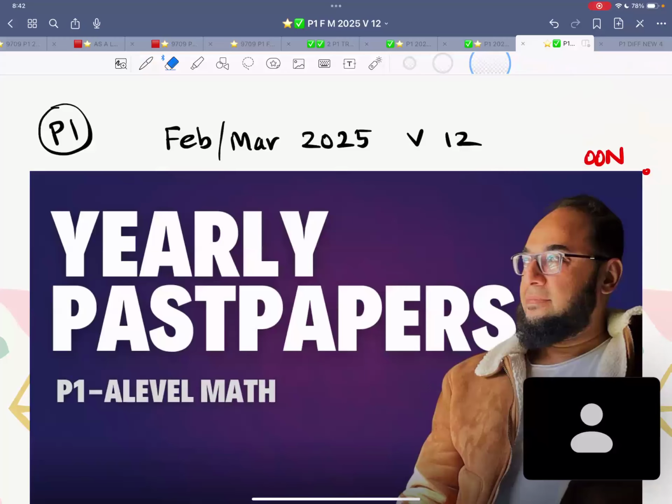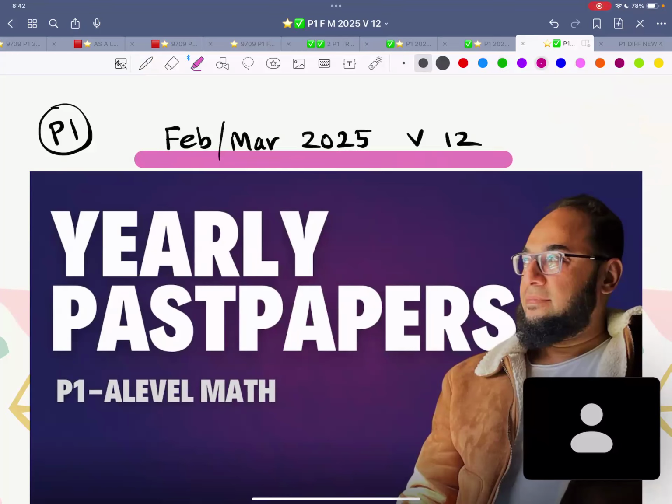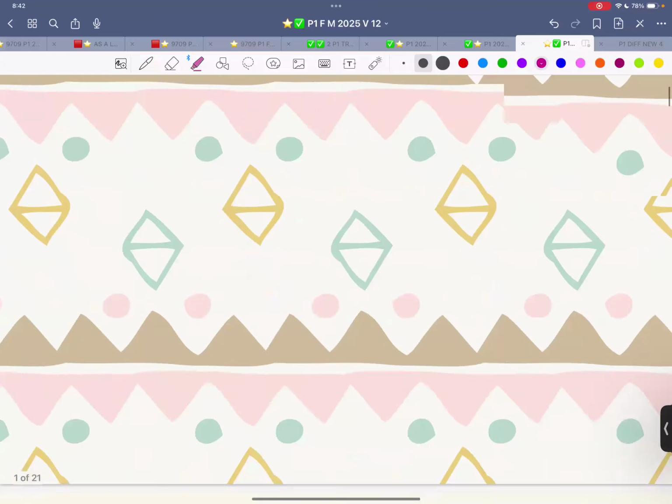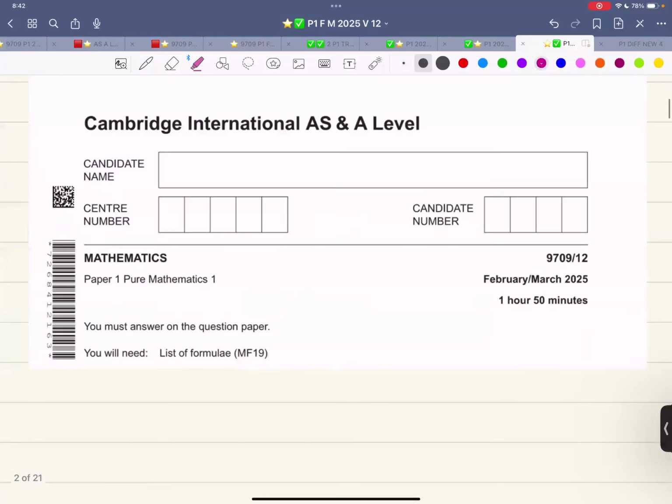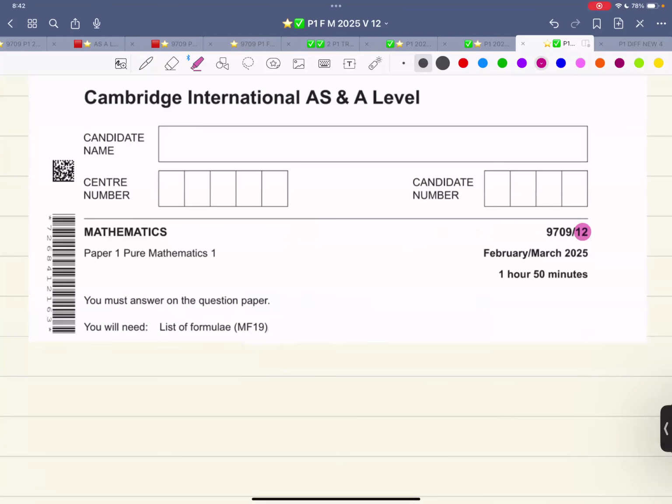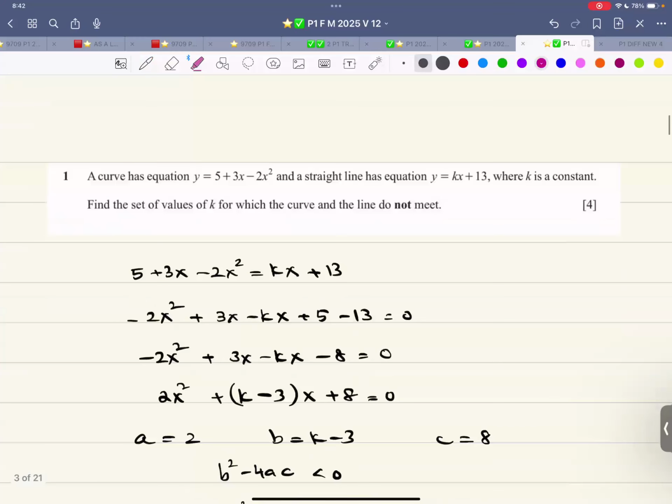So after the session on differentiation and integration, now it's time that we start with this paper, which is Feb/March 2025 variant 1-2. So now let's look at this. Yes, it's an official paper over here. It's not officially released, but from different sources you get hold of the paper, and I'm solving this.